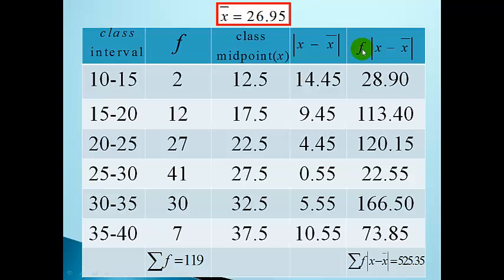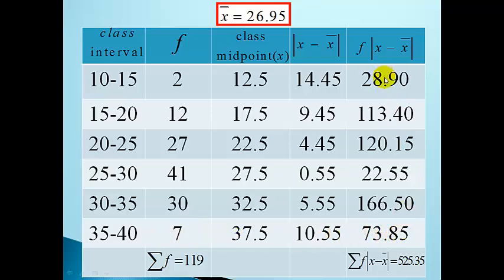Now we multiply f by the x minus x bar. So we have 2 times 14.45, and that is 28.90. Then we have 12 times 9.45, we have 113.40. 27 times 4.45, and we have 120.15. 41 times 0.55, we have 22.55. 30 times 5.55, we have 166.50. And 7 times 10.55, we have 73.85.